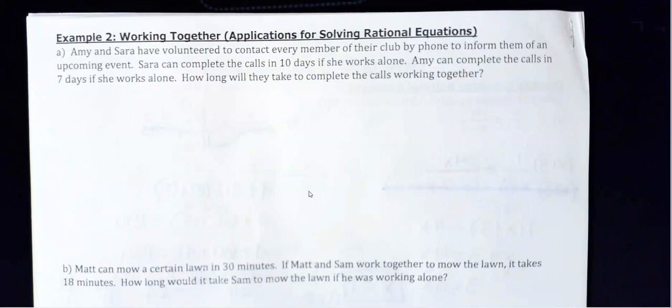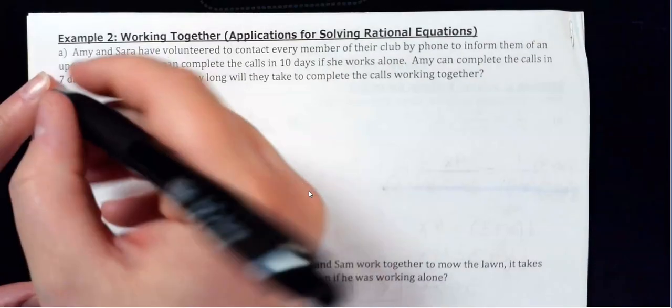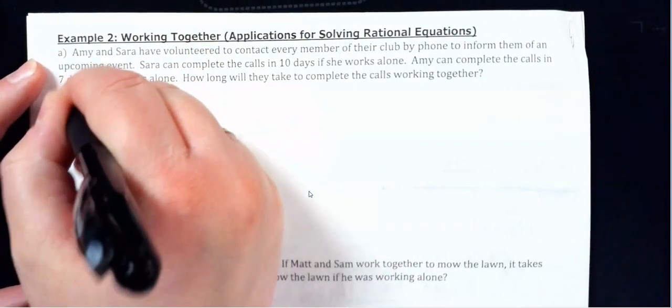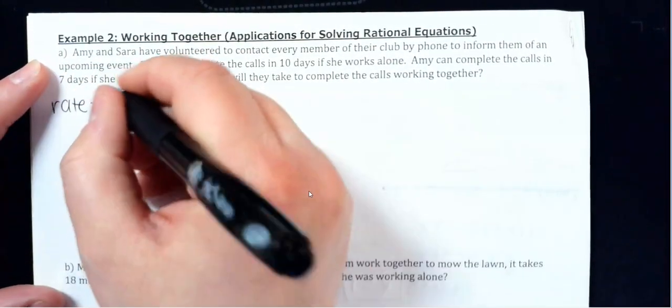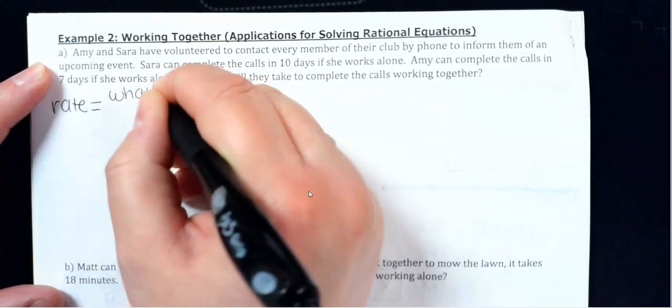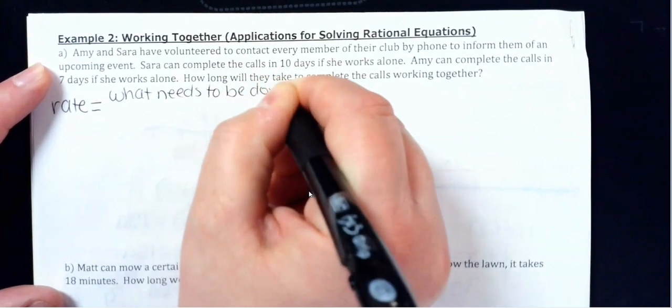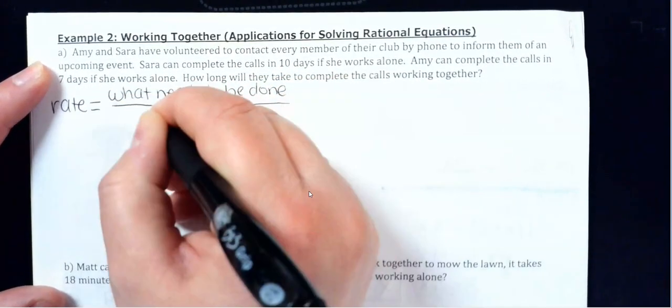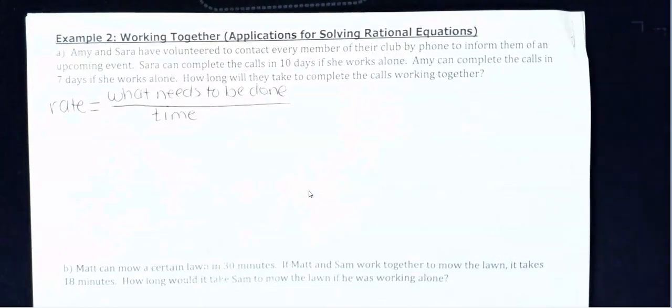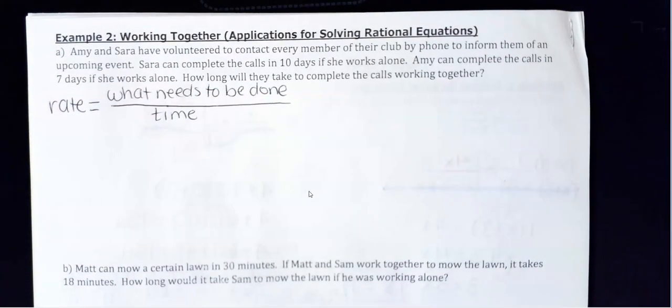Okay, we're going to set up a rate for each of these people. All right, so just in general, a rate for each of these people is basically what needs to be done, and that would be divided by the time it takes to do that activity. Each one of these questions is going to be something a little bit different. Now, they do not give you a number. They don't say you're going to make 100 calls. It doesn't say anything like that.